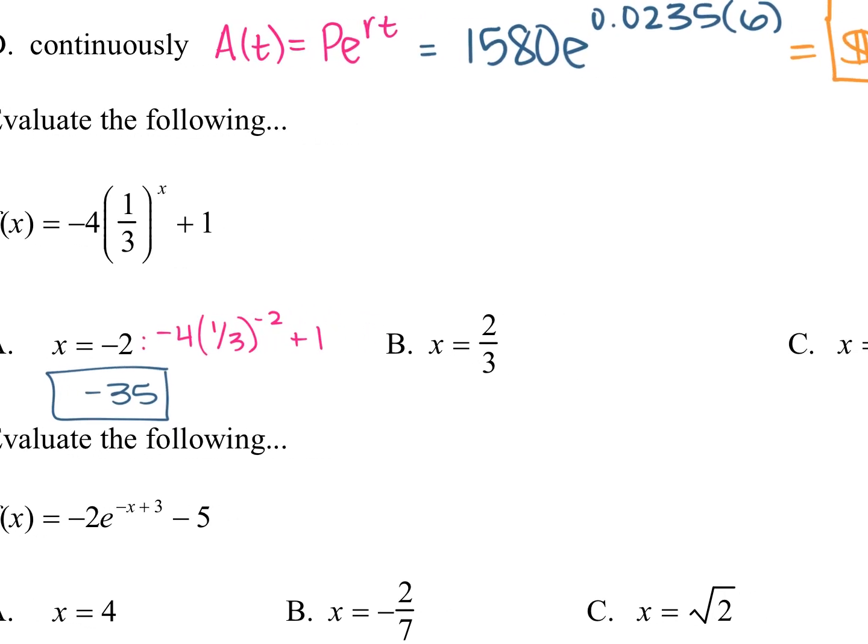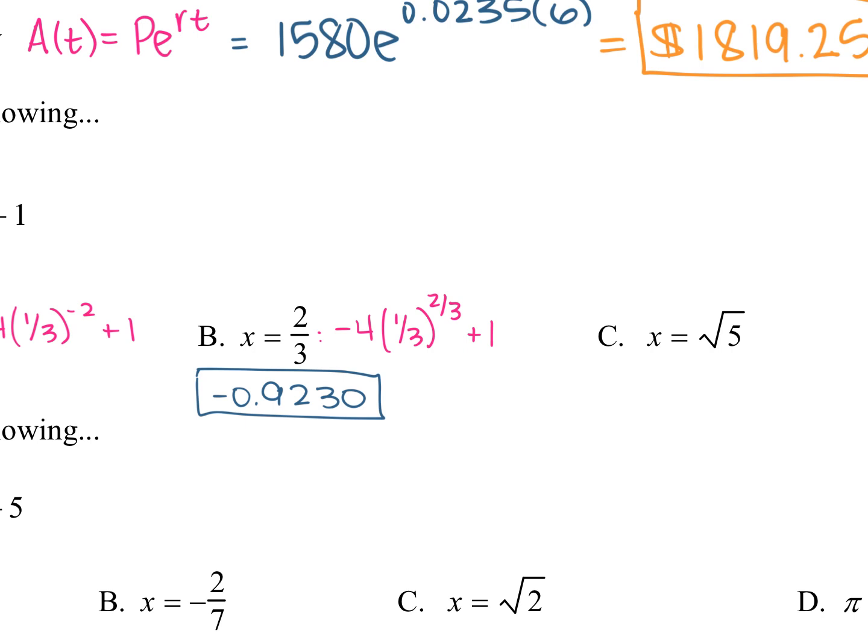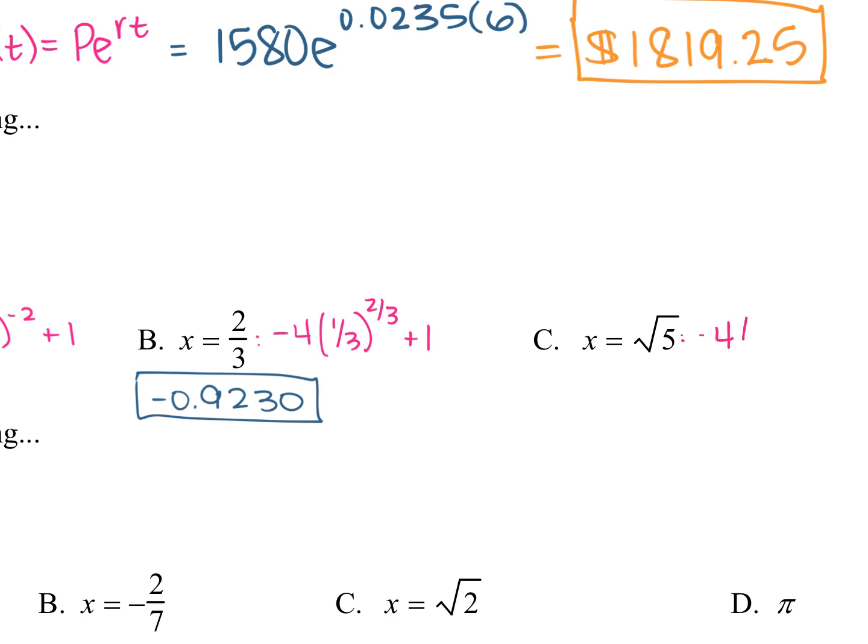For example B, we have x is equal to 2/3. So we're going to just do -4 times 1/3 to the power of 2/3 plus 1. Again, plug this into your calculator. If you plug it in correctly and round to the 4th decimal place, you should get -0.9230. So for example C, you have x is equal to the square root of 5. So that's going to give us -4 times 1/3 to the square root of 5 plus 1. So this then, if you plug it into your calculator correctly and simplify, you should get 0.6571.